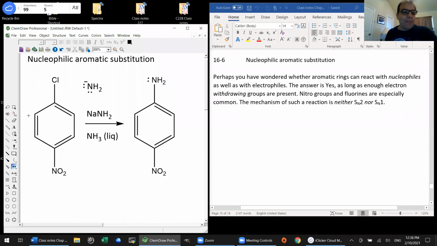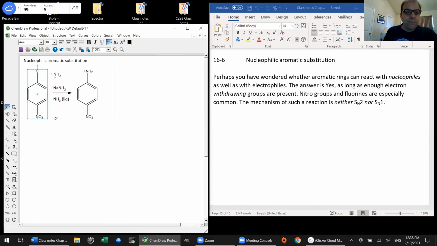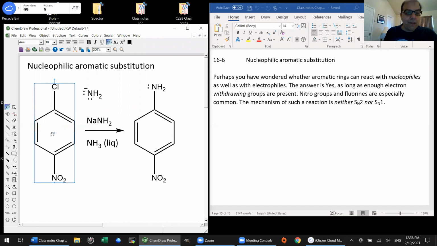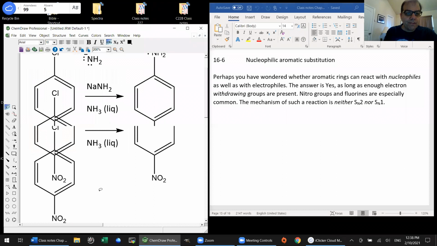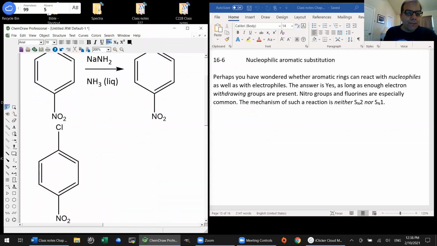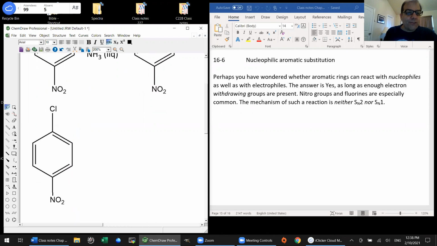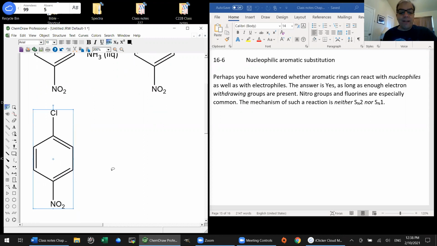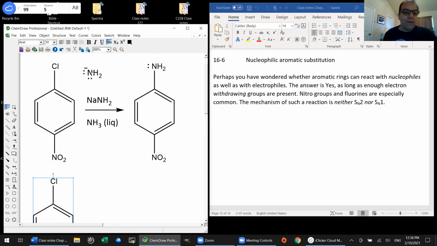So let's think about the mechanism of this reaction. There we go. So the first step of a nucleophilic aromatic substitution reaction, let me also get my NH2 minus down here.